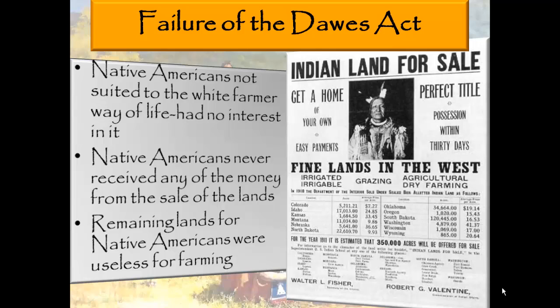Native Americans simply were not suited to the white farmer way of life. They had no interest in it. They would rather be on the plains, following the buffalo, and living that nomadic lifestyle. They were defrauded. Native Americans never received any of the money from the sale of the lands. And the remaining lands for Native Americans were useless for farming because the prime land had been taken by the settlers, and they had left the infertile or the really hostile lands for the Native Americans. And so the plan was really doomed for failure from the start.